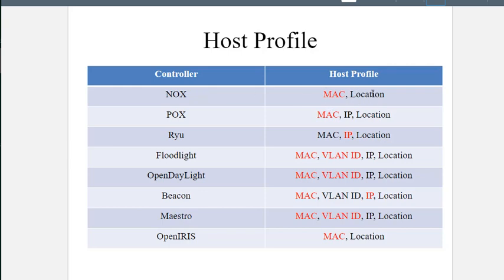Oh, by the way, some of the black information are also remembered by the controller. Okay, the characters in black. For example, in the Knox controller, they also need to remember the location. So at which switch and which port it's connected. So surprisingly, what did you see? You see most of the host profiles are using MAC address to uniquely label a host.